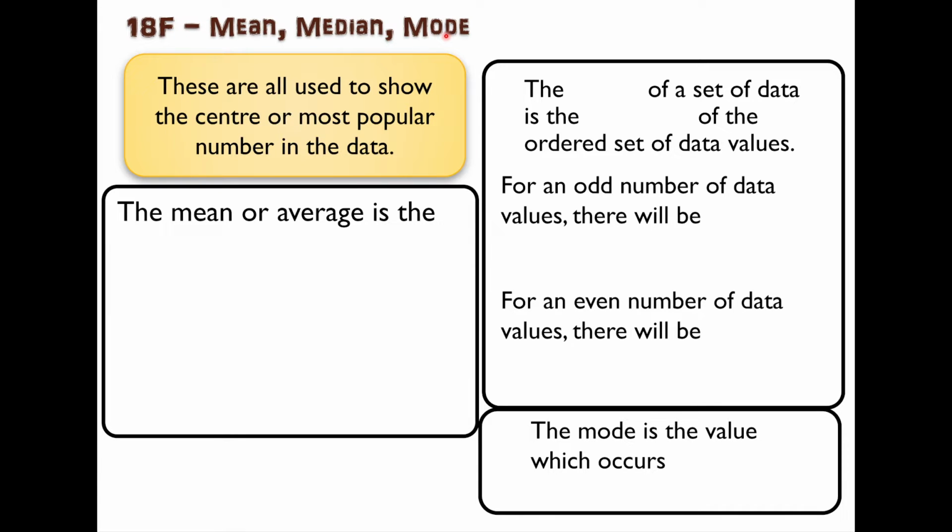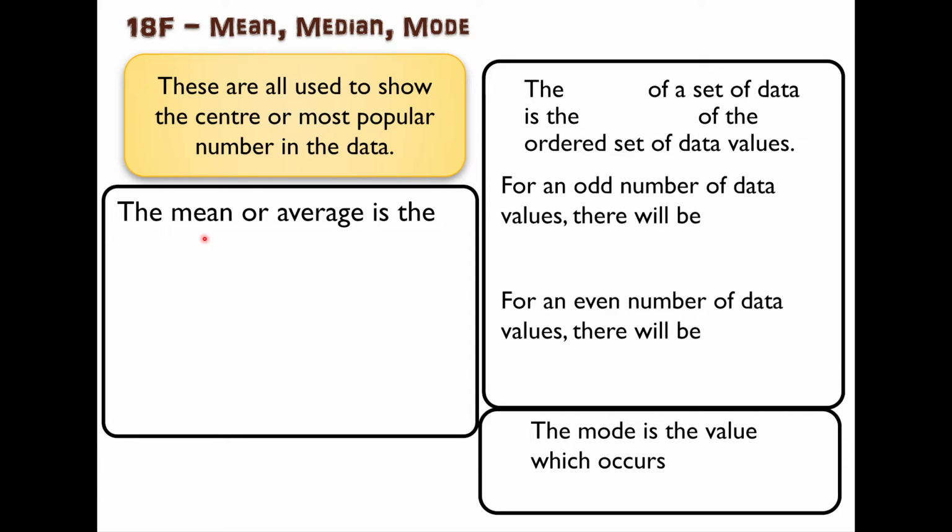Mean, median, mode. What do these words mean? Well, these are all used to show the center or the most popular number in the data. You've got a bunch of numbers, you want to get one number that represents everything. You can use one of these three.